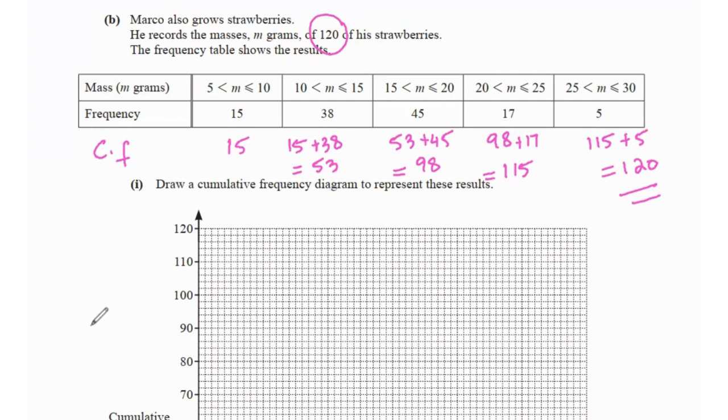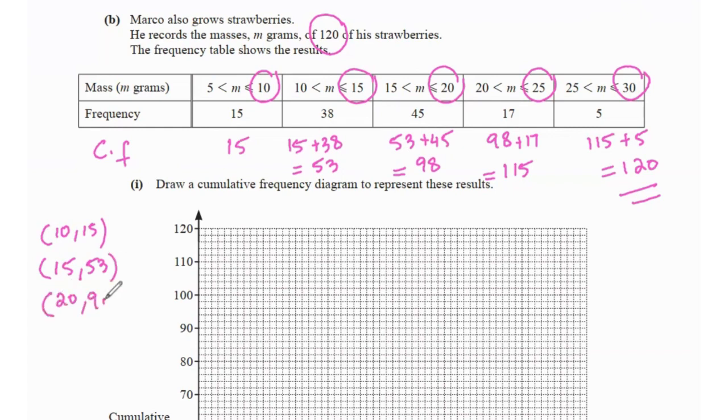So now that we have the cumulative frequency values, we're going to plot these on the cumulative frequency graph and see what our graph looks like. So when you're plotting the class intervals, we always take the maximum value. So X values are going to be the maximum values of the intervals, and the Y values are going to be our cumulative frequency. It's going to be 10, 15. Then it's going to be 15, 53. After that, 20, 98. Then 25 and 115. And last point is 30 and 120.